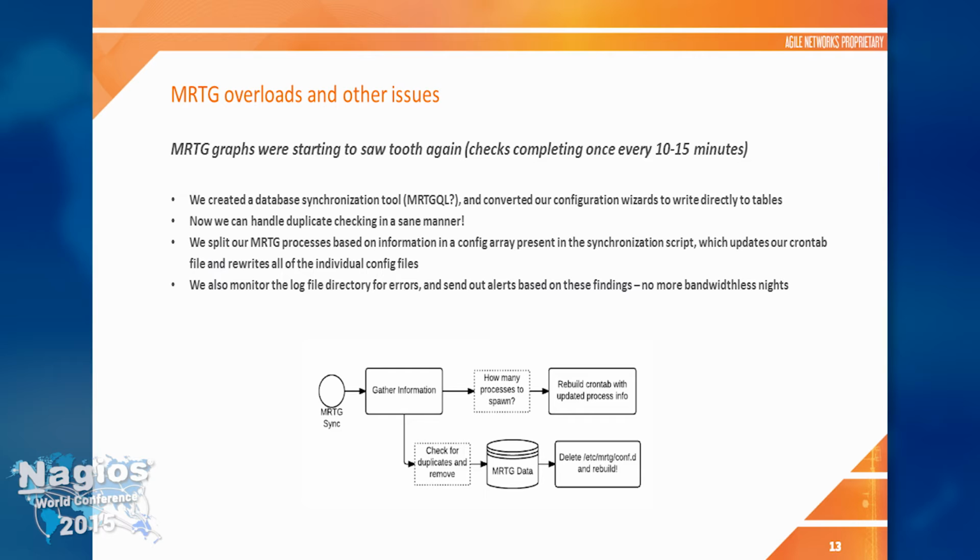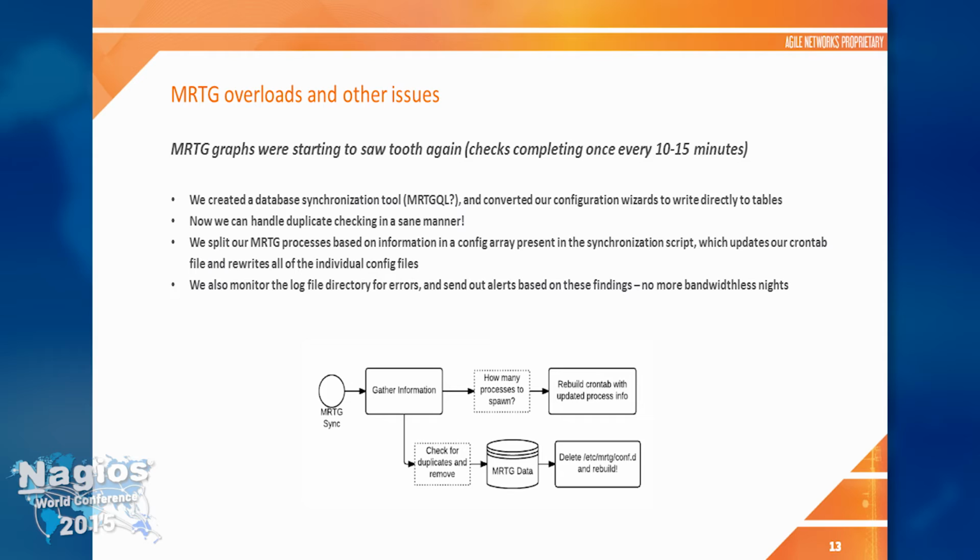We also monitor the log file for errors and send out alerts based on these findings. Those come to myself in the systems department. If I see one of those errors, then we know that we have an issue, and we go in and manually look at the database. That can obviously be automated. I haven't gotten around to it yet.